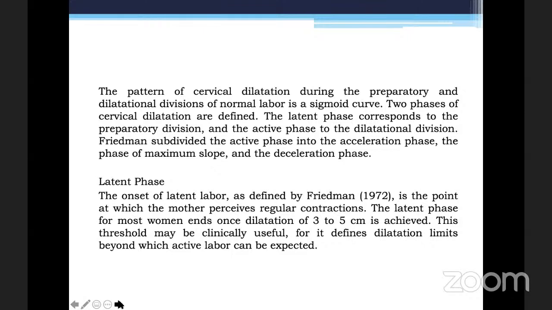The pattern of cervical dilatation during the preparatory and dilatational divisions of normal labor is a sigmoid curve. Two phases of cervical dilatation are defined. The latent phase corresponds to the preparatory division and the active phase to the dilatational division. Friedman subdivided the active phase into the acceleration phase, the phase of maximum slope, and the deceleration phase. In the latent phase, the onset of latent labor, as defined by Friedman, is the point at which the mother perceives regular contractions. The latent phase for most women ends once dilatation of 3 to 5 cm is achieved. This threshold may be clinically useful for defining dilatation limits beyond which active labor can be expected.